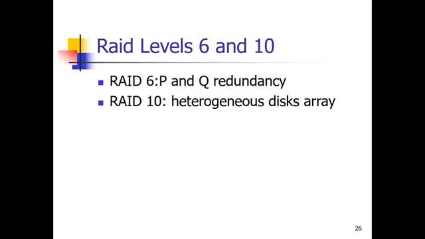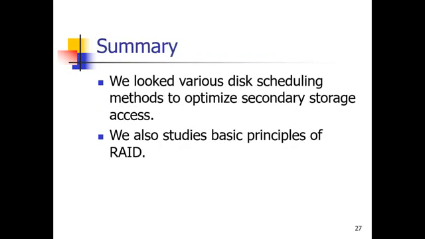In the last one, RAID number 10, it's a heterogeneous disk array. Where we are going to combine 3 and 4, or maybe 4 and 5, maybe 5 and 6, and the combined RAID will work as a RAID level 10, and that we call a heterogeneous disk array, right? So at the end, let me summarize.